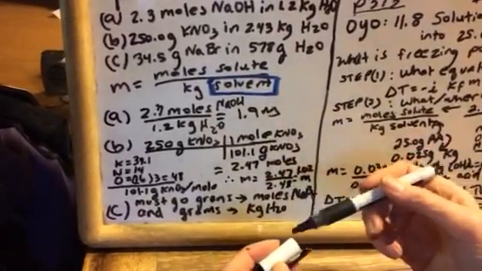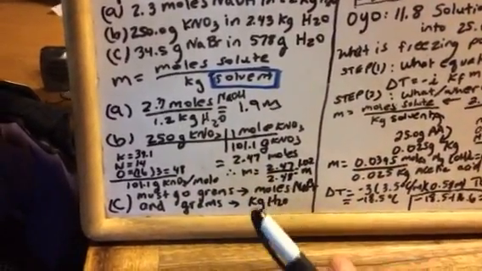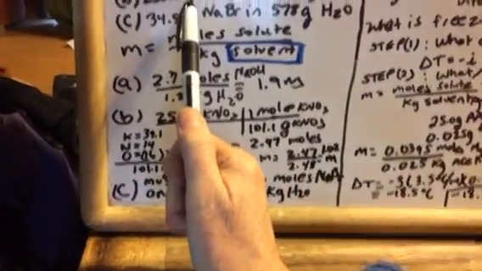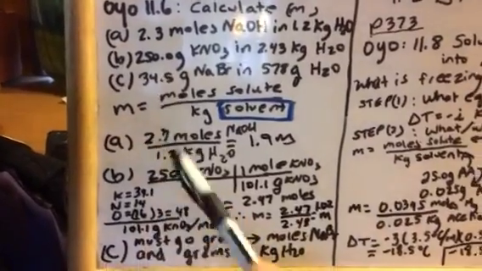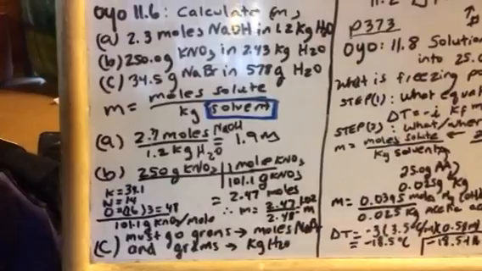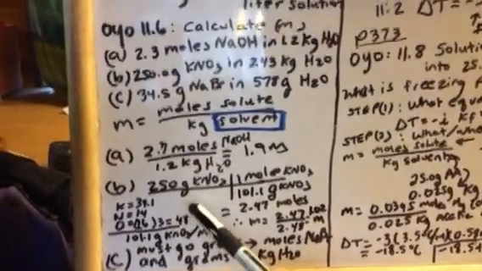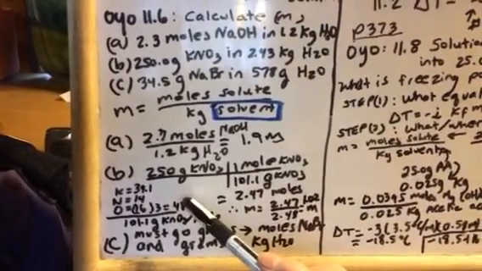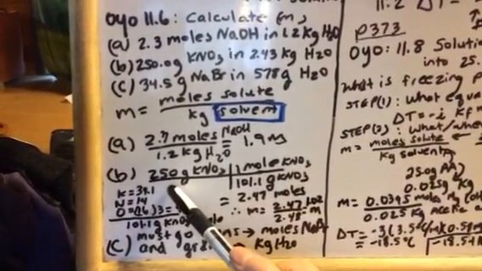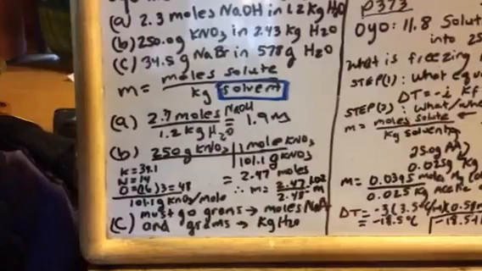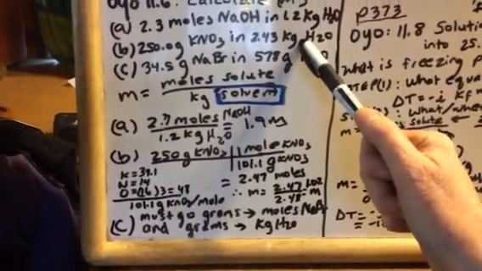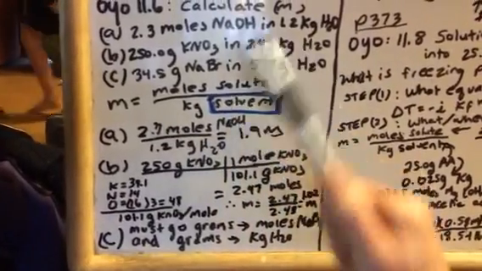Now, problem B is a little bit different, only because they give you the solute in grams as opposed to in moles. And we know by definition we're going to have to get it to moles. So what do we do? We just convert grams to moles, just like we've always done with the stoichiometry problems. In this case, we know we have 250 grams of KNO3 in 2.43 kilograms of water. And we notice right away that this is the right unit because it's going to be moles per kilogram.